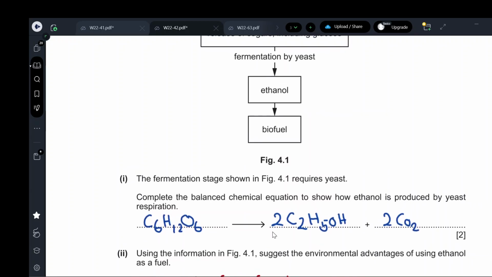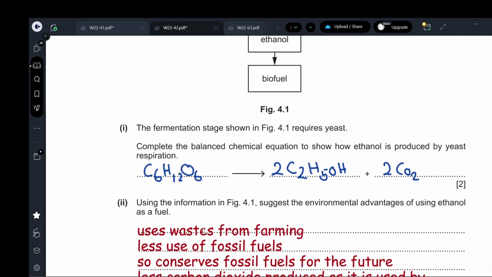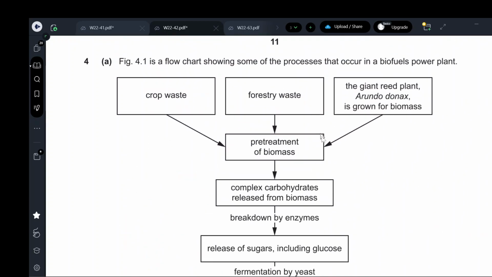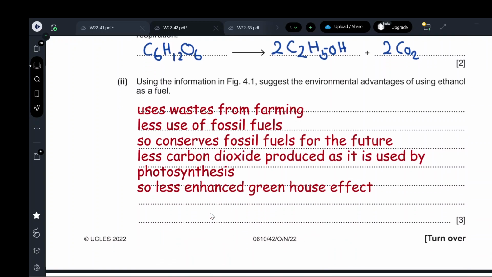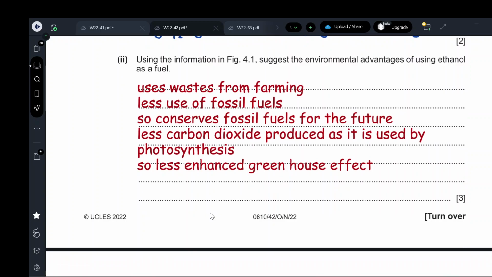What are the advantages of using ethanol as a fuel? Advantages of biofuel. Why is it better? Because it uses the wastes, and I'm making the ethanol from the wastes from the farms. Okay, less use of fossil fuels, so you will conserve the fossil fuels for the future. Less carbon dioxide is produced because it will be used by photosynthesis of the plants, so less enhanced greenhouse effect.